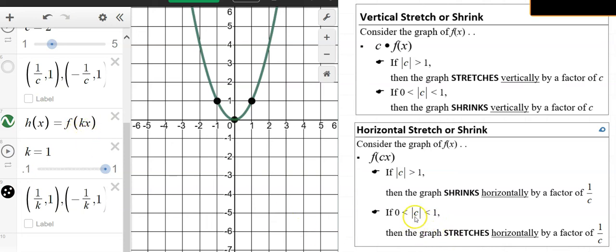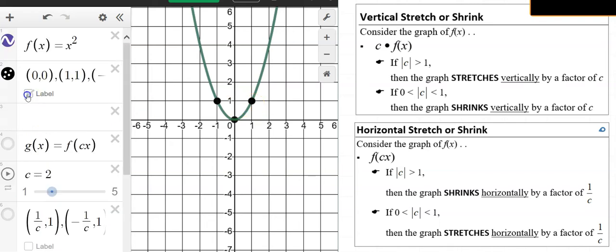So the note says that if c is under 1, then we should have a horizontal stretch by a factor of 1 over c. So right now we are at (1, 1). Let me turn this labeling on. Yeah, that didn't look so nice, but it's okay. We'll let it play.